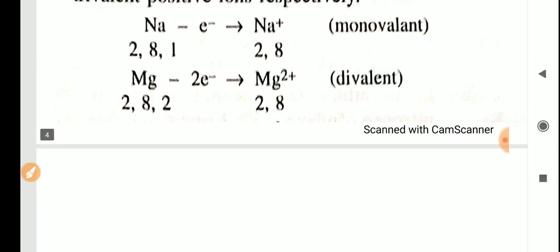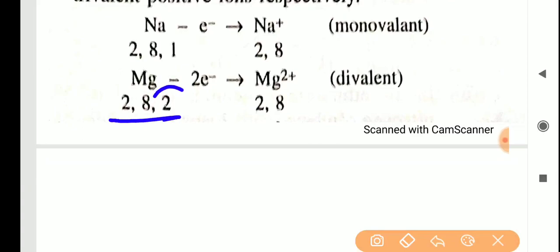Same way magnesium. Magnesium's electronic configuration is 2, 8, 2. That means it contains 2 electrons in the last shell. A total of 8 electrons is needed, only 2 are present, so 6 more electrons are required. It is difficult to gain 6 electrons, but it is easy to lose 2 electrons. So magnesium removes 2 electrons.